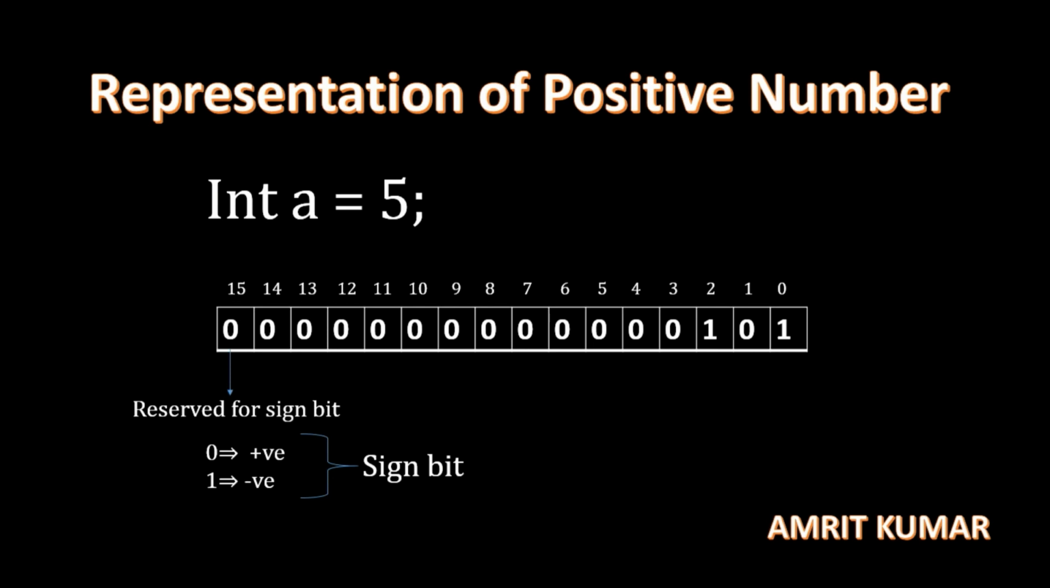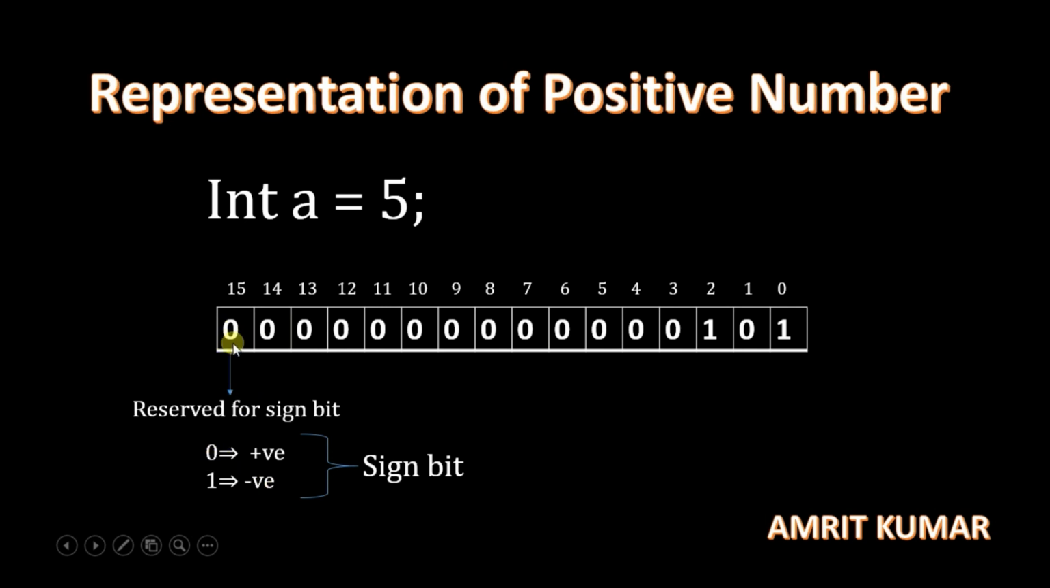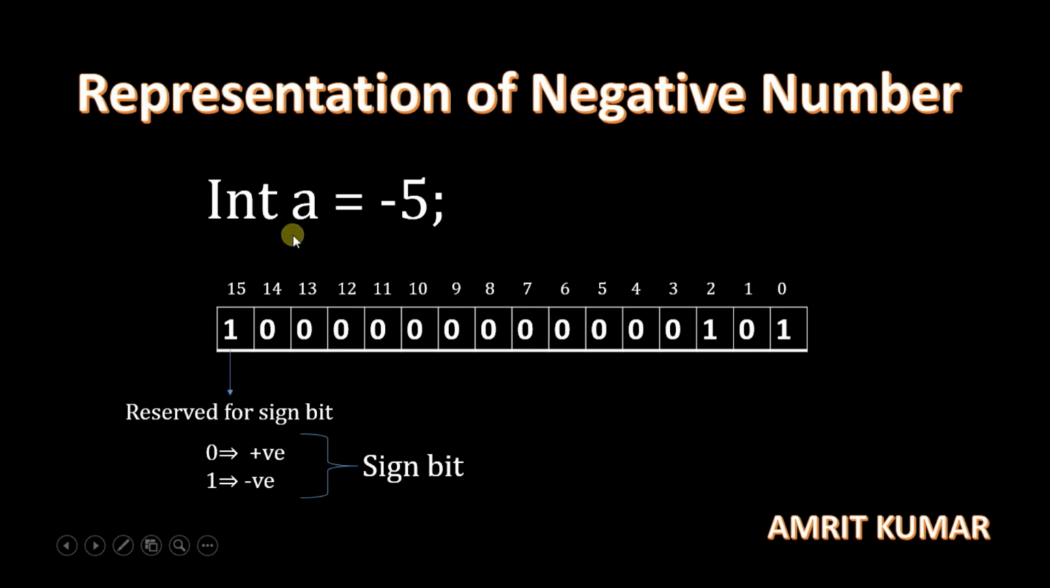In a similar way, you can also represent a negative number, and for representing a negative number you have to use 1 here, because this bit is reserved for the sign bit, and the sign bit helps us recognize which number is positive and which is negative. If the sign bit holds 1, it represents a negative number, and if the sign bit holds 0, it represents a positive value.